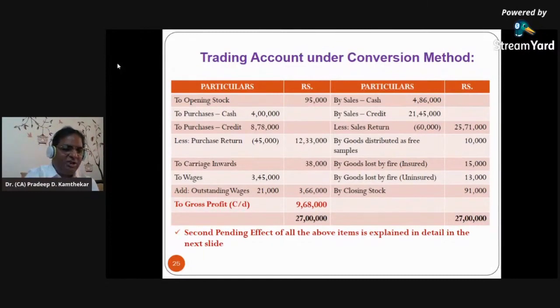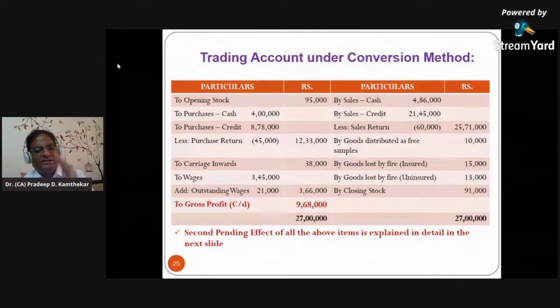Similarly, this cash purchase also I will show you on the cash and bank account credit side. But right now you understand where the second effect goes. Then we have purchase return. Now this purchase return, which we have minus from debit side.